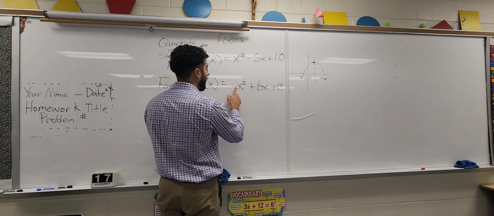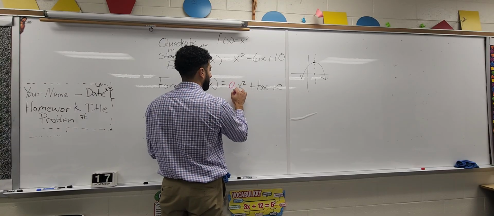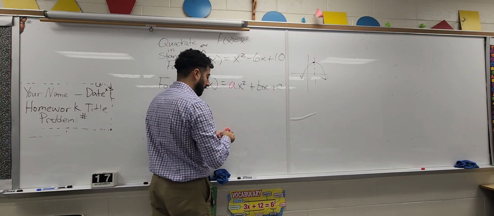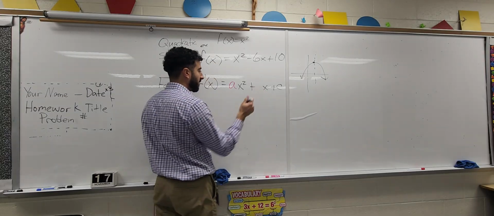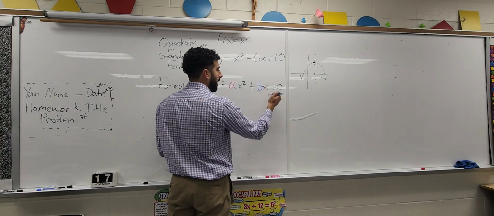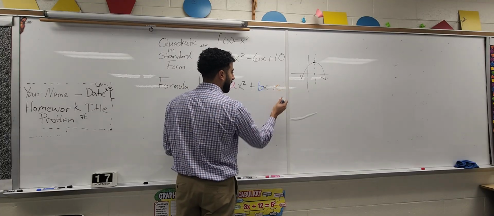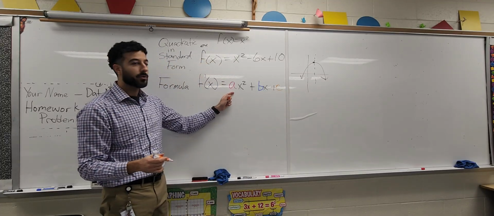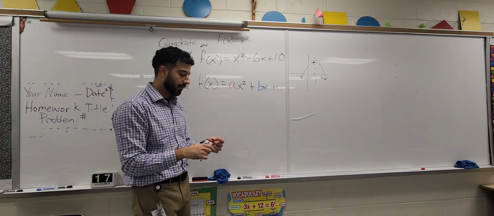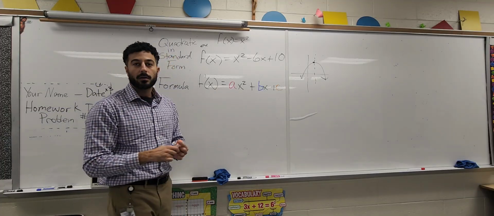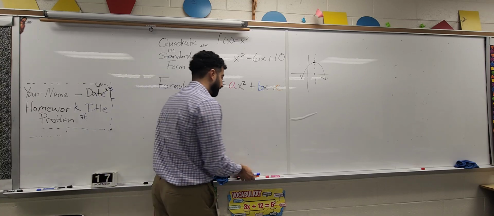I'll use some different colors here. I'll make my A value pink, my B value blue, for B for blue, and my C value orange. Why do I color code these? Because for the formula for axis of symmetry, we're going to use these values.